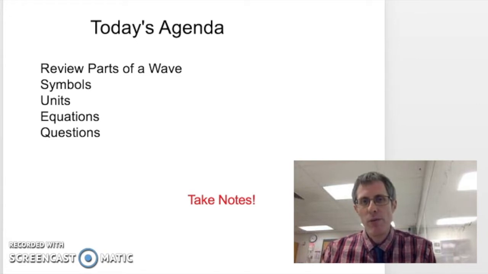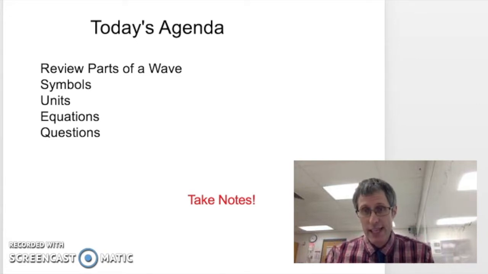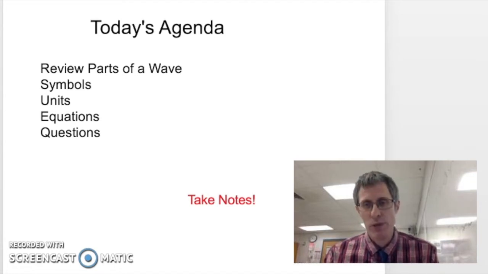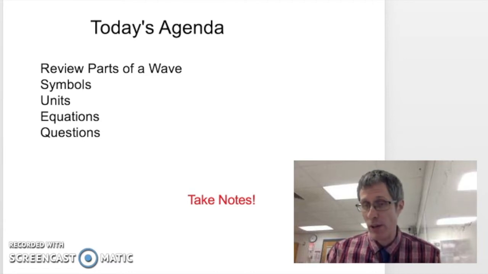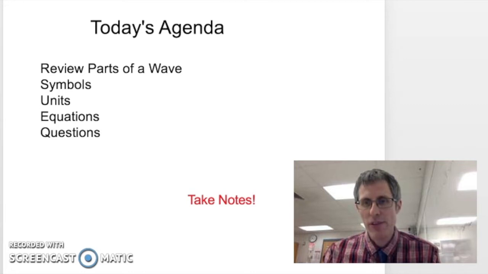Each of these parts of a wave has an associated symbol with it, and these parts of the wave are measured quantities, and we'll discuss what units they are measured in. Then we'll use these symbols in several equations that relate parts of a wave together. And then finally, we will end with a few questions that I will ask you to solve. Okay, so let's get to it.